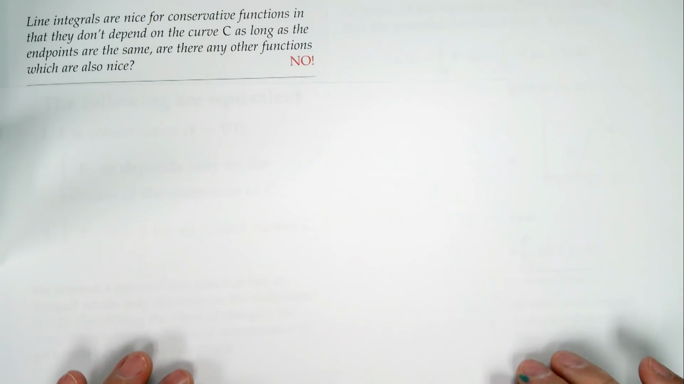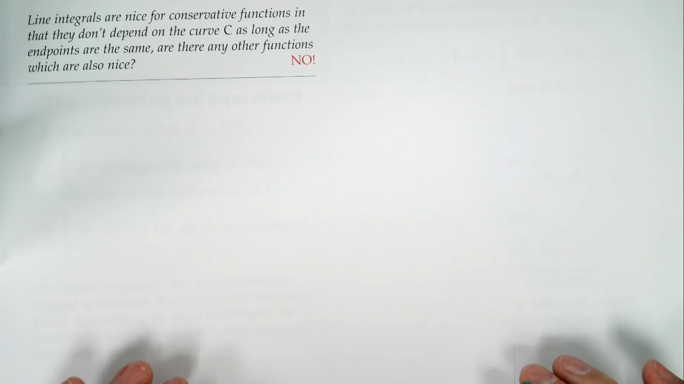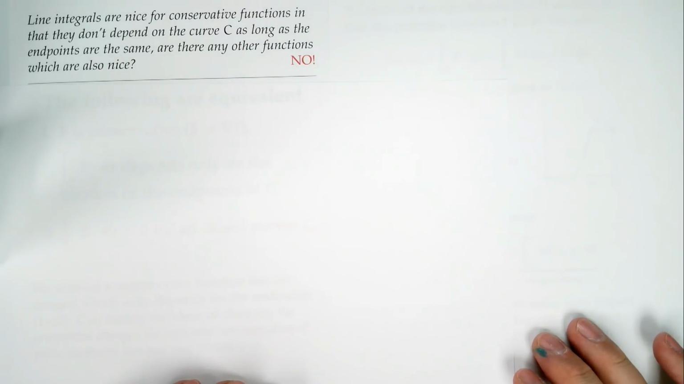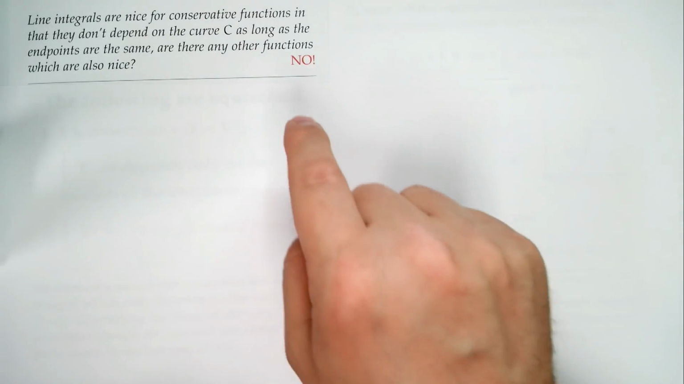So not only is it that line integrals are nice for conservative functions, line integrals are only nice for conservative functions. Any other function, you have to be careful, because it can change depending upon what curve you use. I'm not saying it's always going to be a different answer, but it could be. There's always a curve which will give you a different answer. So be careful. Now, why do we say no?